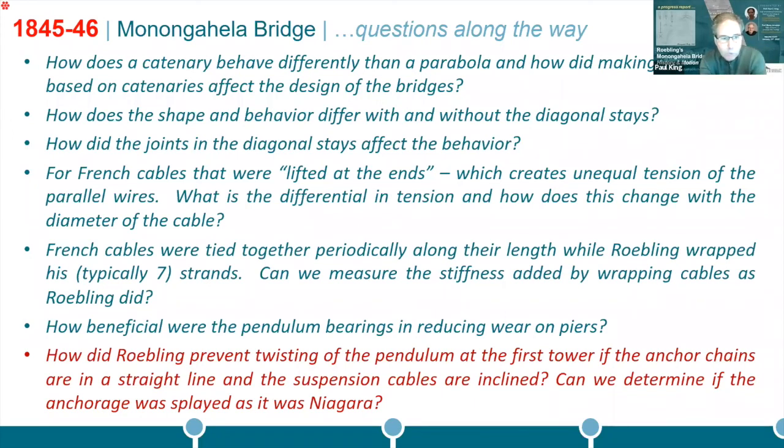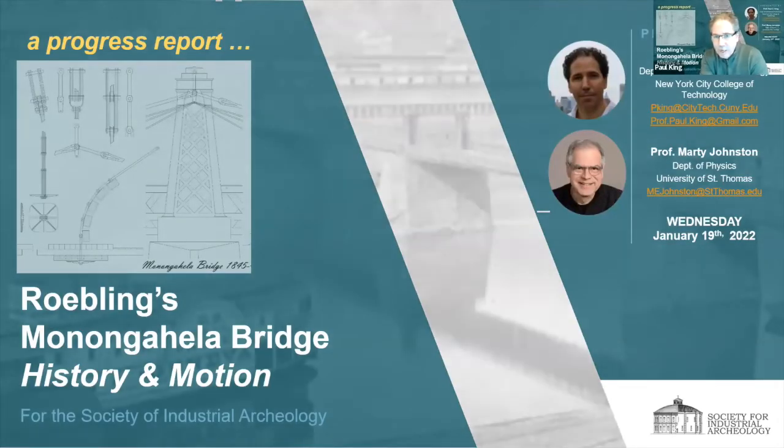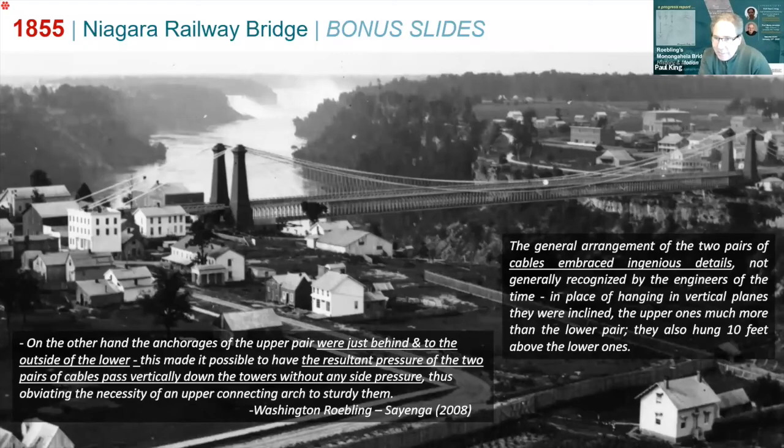And there's one more question I want to talk about, which is, how did Roebling prevent the twisting of the pendulum at the first tower if the anchor chains are in a straight line and the suspension cables are inclined? And can we determine if the anchorage was splayed as it was at Niagara? So one of the things that came up in conversation with some of my colleagues was, I'm allowed one expression of incredible enthusiasm about my passion for Roebling per presentation.